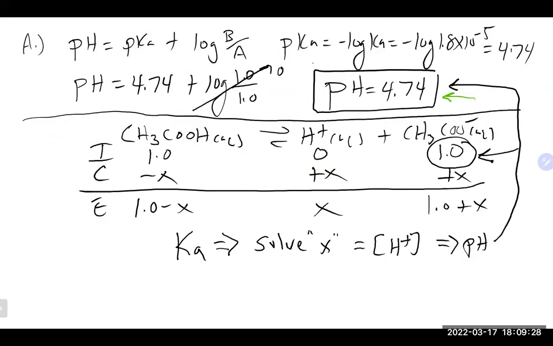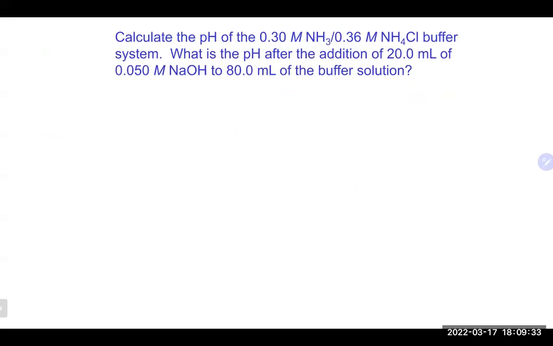Buffers. All right, so now let us try another one here. Calculate the pH of an ammonia and ammonium chloride buffer. What is the pH after you add 20 milliliters of 0.5 molar sodium hydroxide to 80 milliliters of the buffer? We are not holding the volume constant, so you do need to take the volume into account here to calculate things like moles.